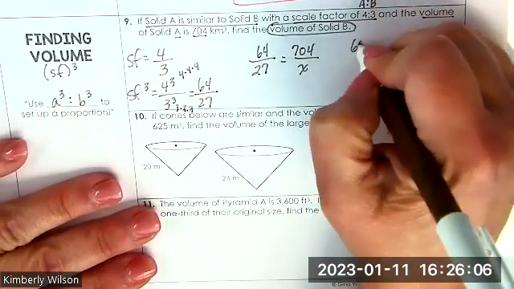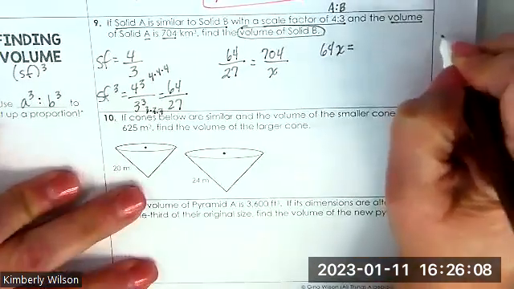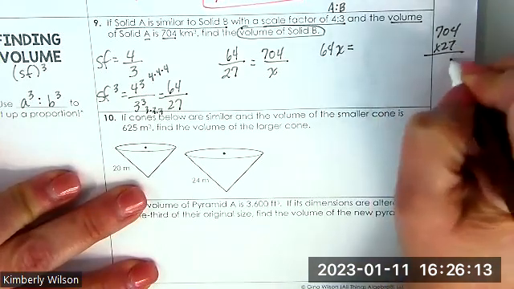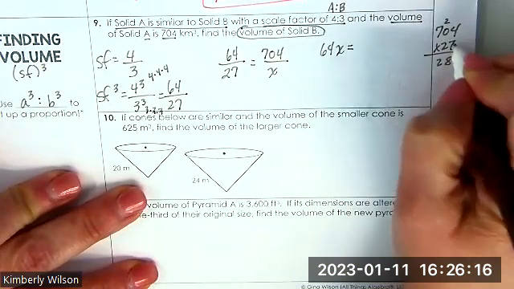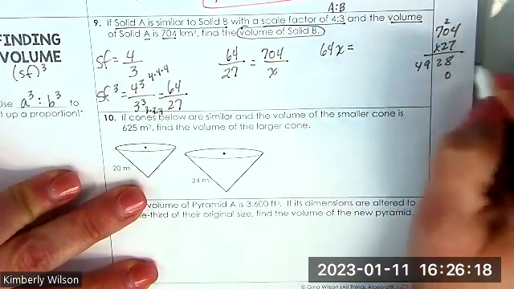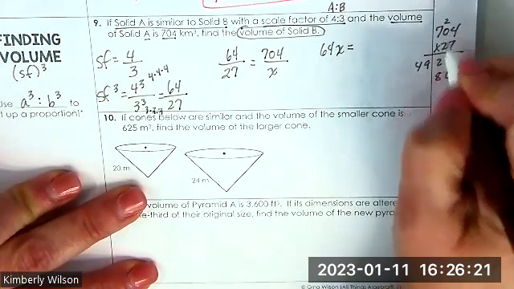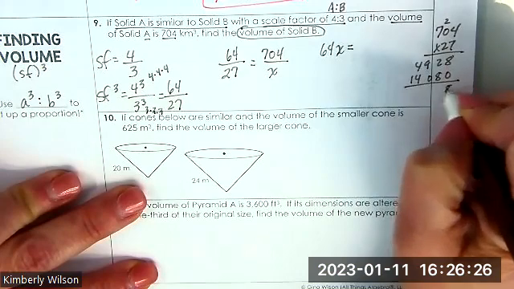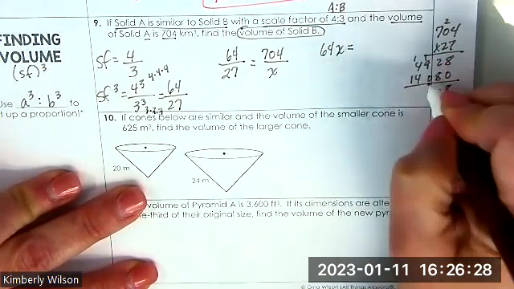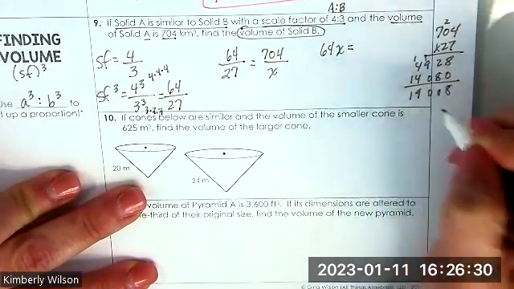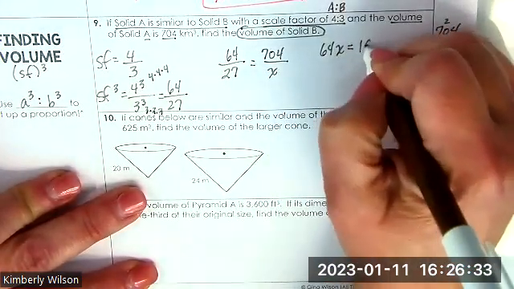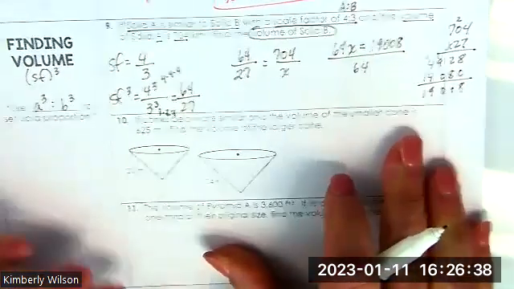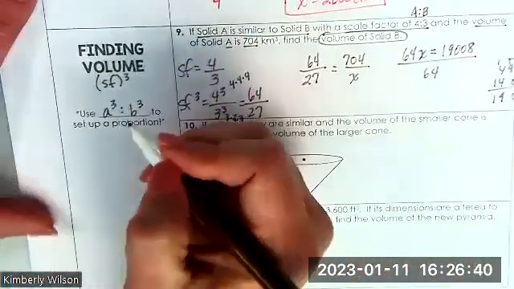So I have 64x equals, now I've got to come over here and do 704 times 27. 7 times 4 is 28, 2 times 4 is 8, 2 times 0 is 0, 2 times 7 is 14, add 8. So we end up with 19,008. Now we divide by 64. So that means I'm going to come over here and do that division.